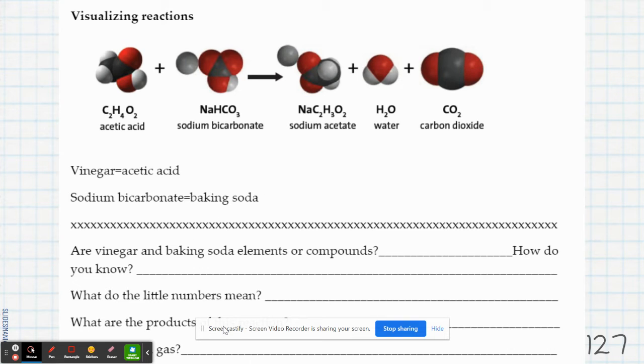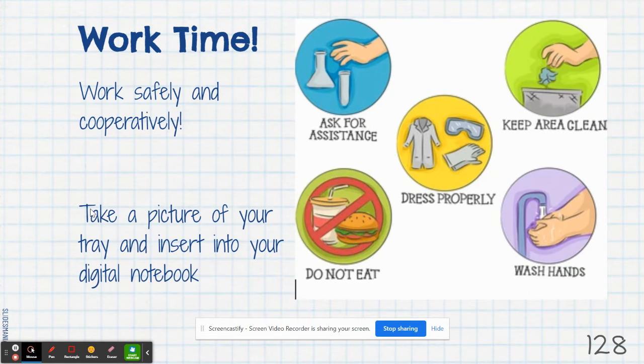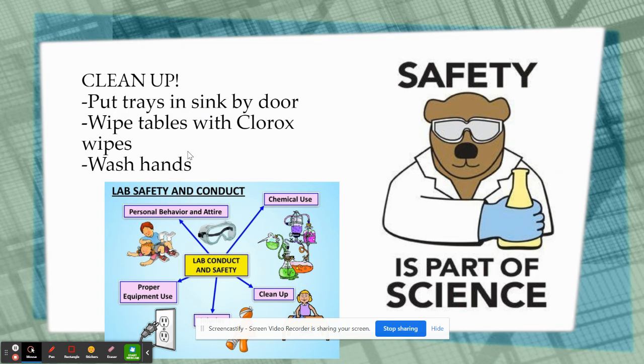So then a couple questions here to think about as we're thinking about what is happening when our very common reaction of vinegar and baking soda, how are these things rearranging and what is happening? Students will then have time to work on the lab, and then this is what they should have found. Oh, they also have to clean up.